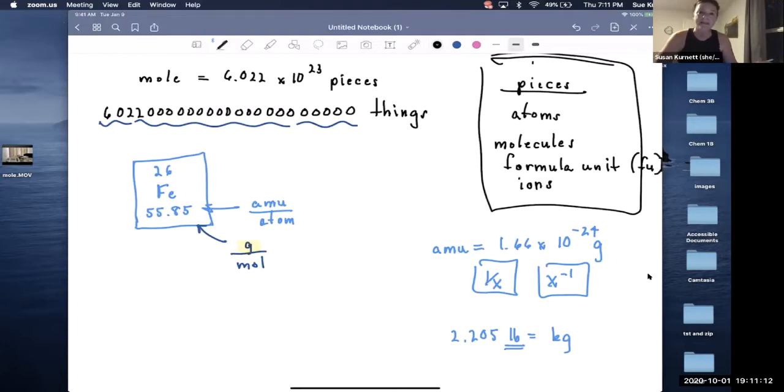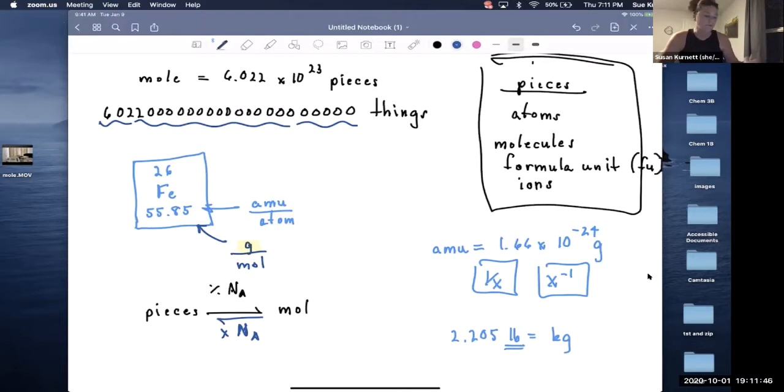It works for everything. So if I want to go from pieces to mole, I divide by Avogadro's number. If I want to go from mole to pieces, I multiply by Avogadro's number. Do you have to memorize that? No, because you're good at unit conversions, and you'll do it the way that makes the units cancel and gives you the proper answer. Okay, so pieces to mole, mole to pieces, that works for everything exactly the same way.